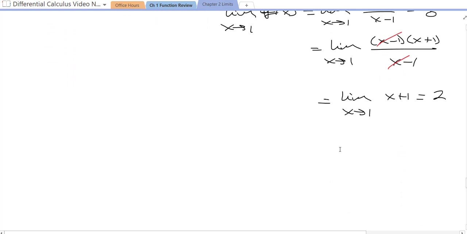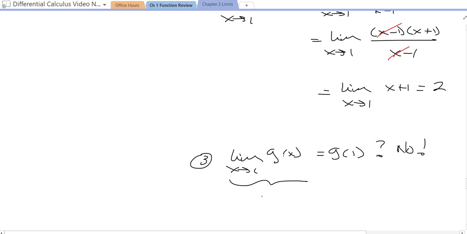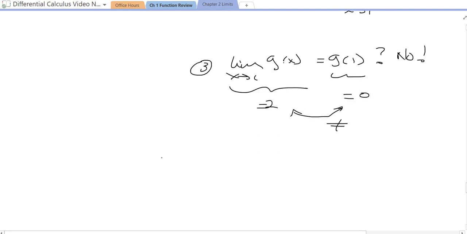What about condition 3? Condition 3 says that the limit then as x goes to 1 of f of x, or g of x, has to be the same as the function value. Are they the same? No. Right, the limit, we got it to be 2, but the function value is 0. So then these are not the same. So therefore, the function is not continuous at x equals 1. It fails condition 3.